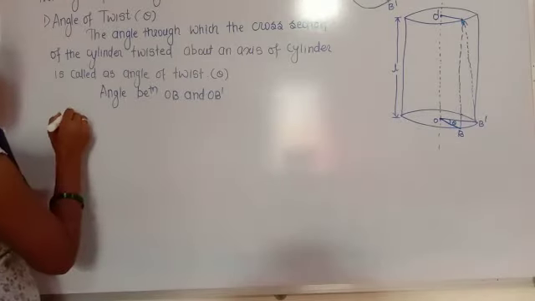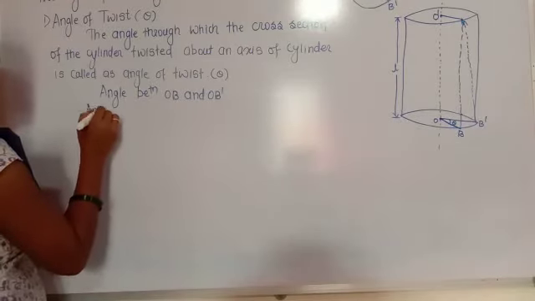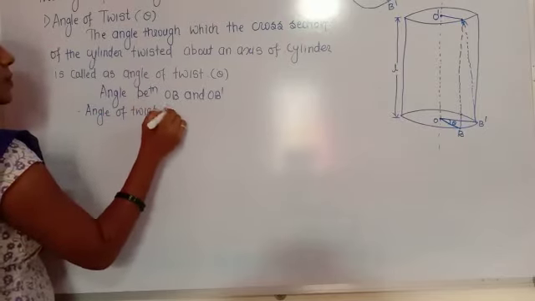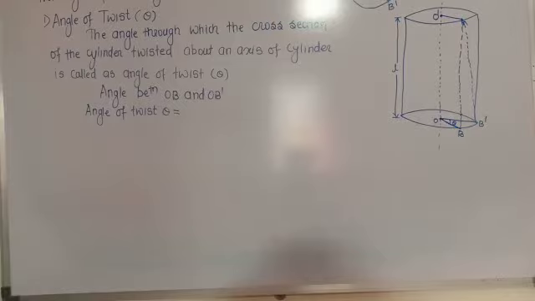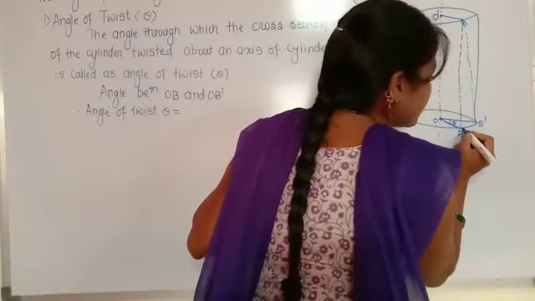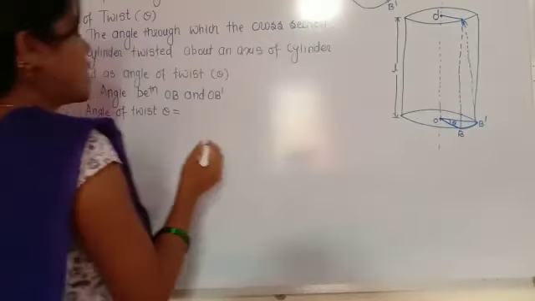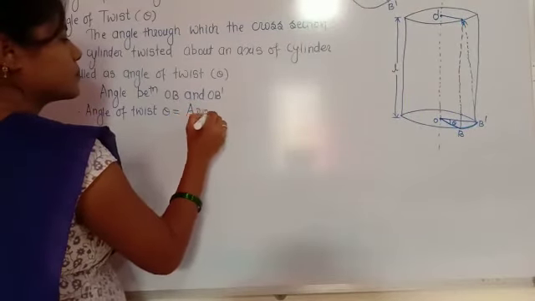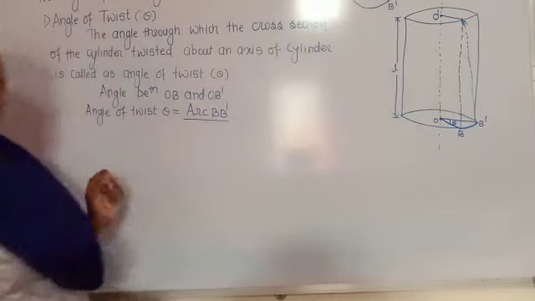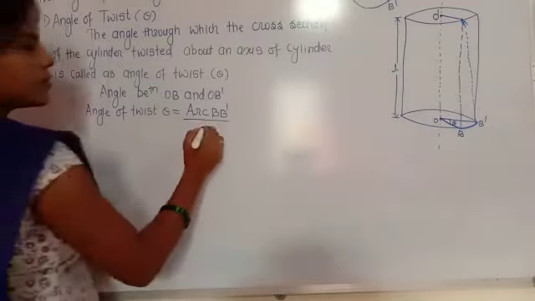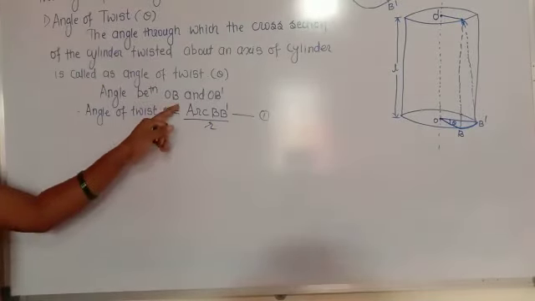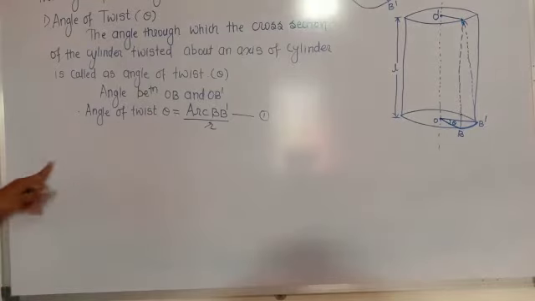Therefore, angle of twist theta is equal to, when we calculate the angle of twist, we get this angle, that is the arc BB dash, divided by radius. So this is the first equation: angle of twist theta is equal to arc BB dash divided by radius. So this is the angle of twist.